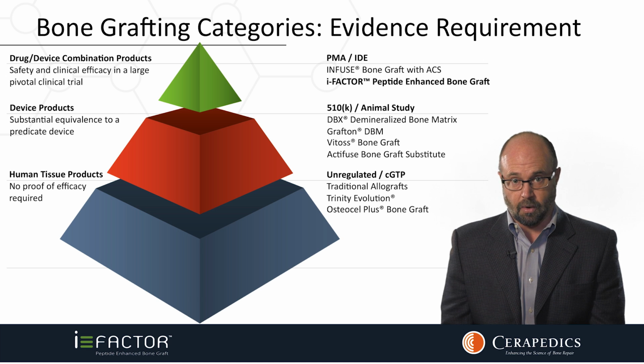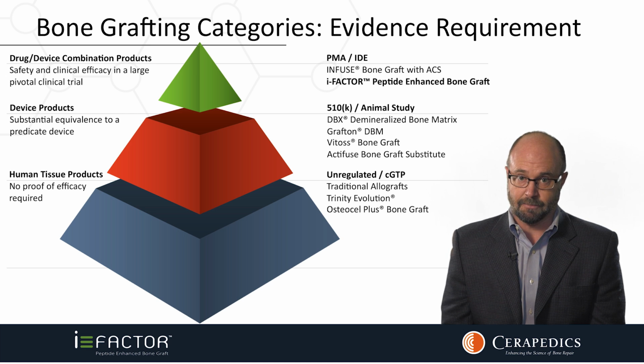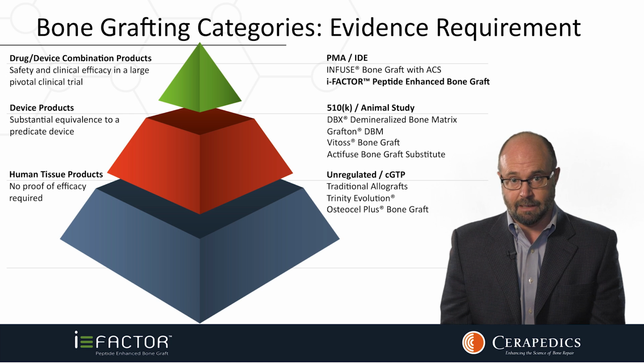The second category is by far the biggest in terms of the number of products available. These are the products approved by 510(k). To get a 510(k) in the United States currently requires an animal study. Depending on the indication you're interested in, it's either a drill defect in a rabbit, or a posterolateral spinal fusion in a rabbit or another animal model. And typically that is the only data available on these products, because it's very, very expensive for companies marketing these to go and do clinical studies to try to gather that sort of evidence.